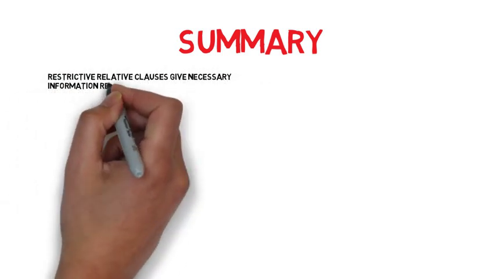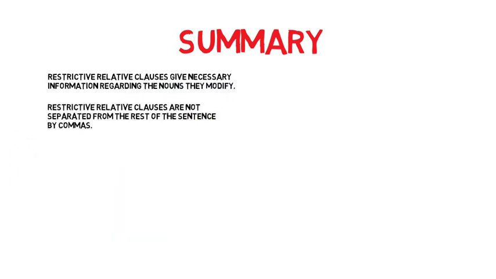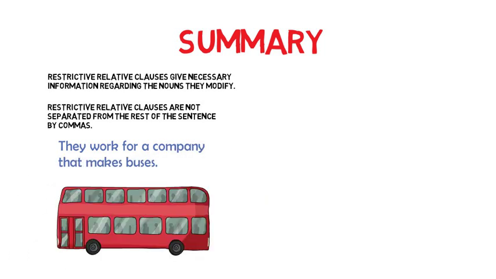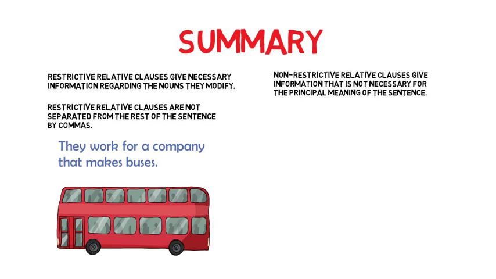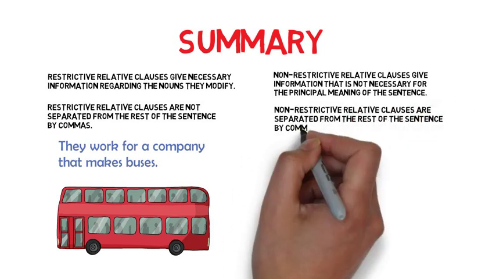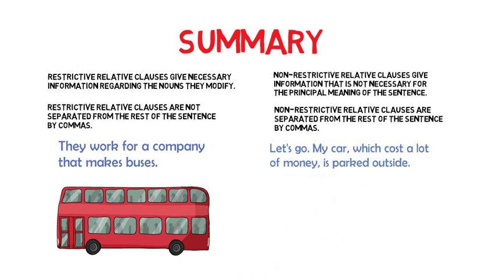Okay then, let's summarise. First of all, restrictive and non-restrictive relative clauses. Restrictive relative clauses give necessary information regarding the nouns they modify, and they are not separated from the rest of the sentence by commas. In contrast, non-restrictive relative clauses give information that is not necessary for the principal meaning of the sentence, and they are separated from the rest of the sentence by commas.